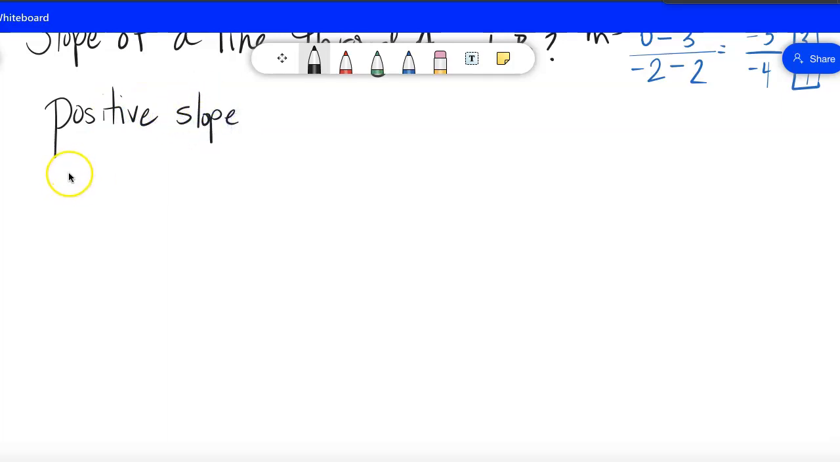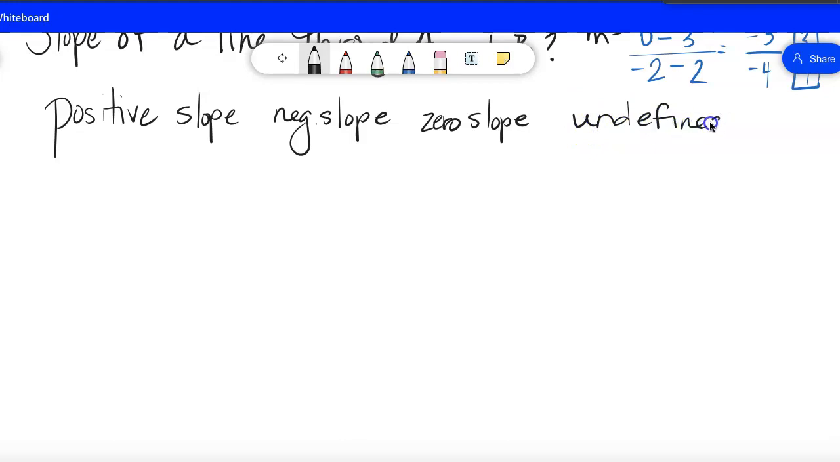A positive slope, a negative slope, and what's called no slope. Let's not say that word; it does discourage us from using it. Let's use the words zero slope and then undefined. So these are our options for what kinds of slopes we could have.